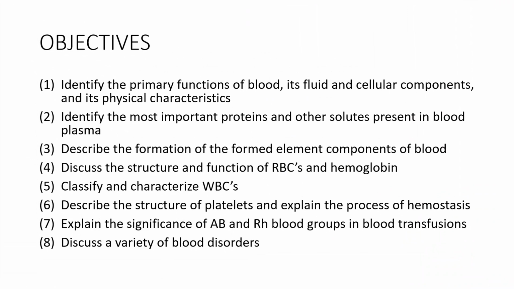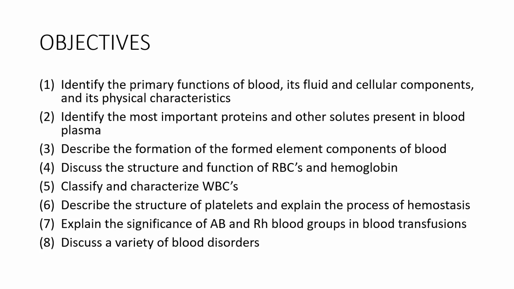Number 4 talks about red blood cell structure. Objective 5 is talking about white blood cells. Number 6 is talking about platelets. So we've kind of taken each one of those individual cellular components and broken them down separately. And then number 7, you need to know the ABO Rh blood groups.